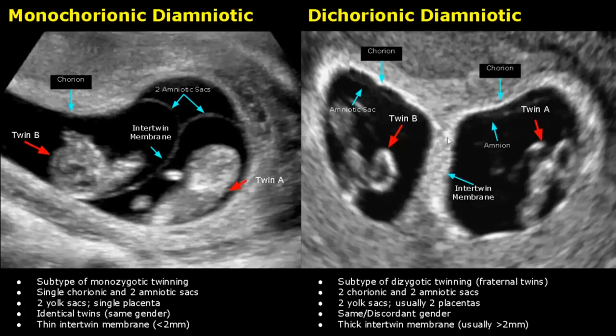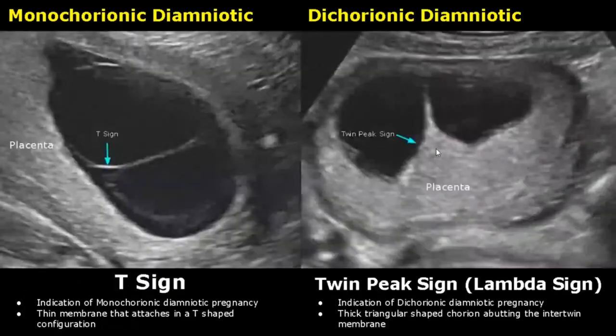The intertwin membrane will be thick because it is made up of 2 layers of chorion and 2 layers of amnion. You can see that it is much thicker than the intertwin membrane in monochorionic diamniotic twins. The T sign is an indication of monochorionic diamniotic pregnancy. This thin membrane attaches in a T-shaped configuration. It looks like a T.